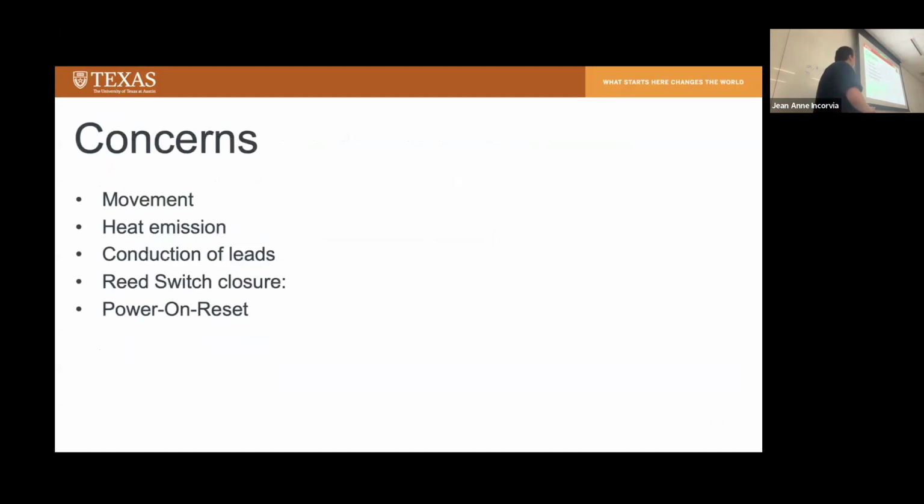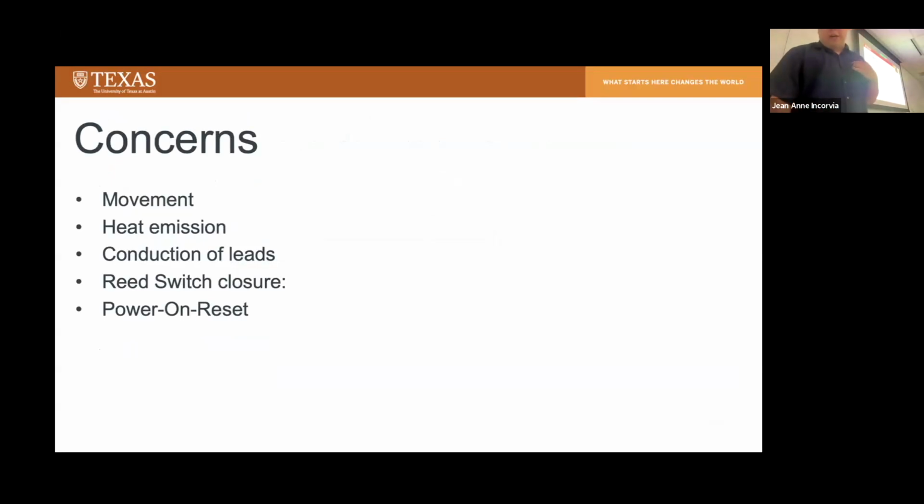So I'm just going to jump through the biggest concerns. The first one is movement. Like I mentioned earlier, you can think of an electronic device and a huge magnet that has 10.5 Tesla. You can imagine that some sort of movement is going to go on here.